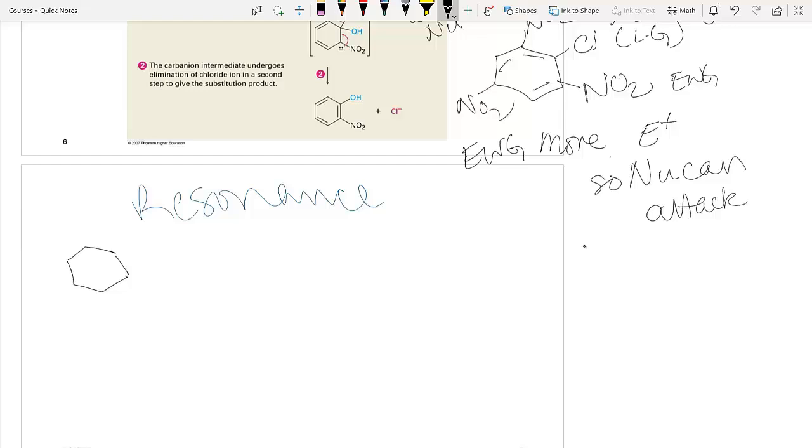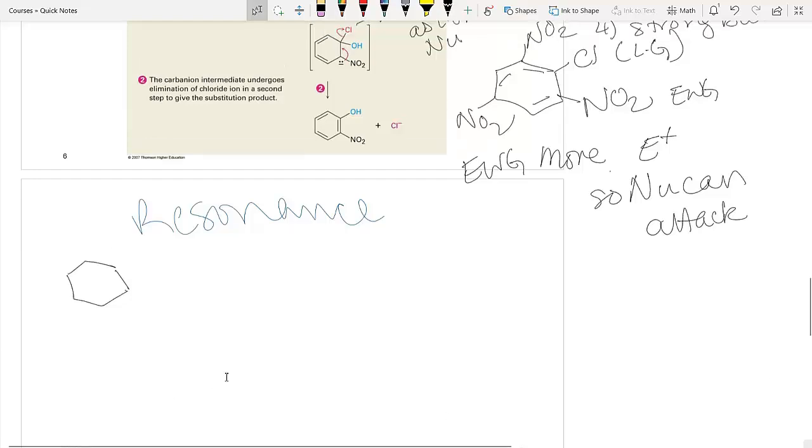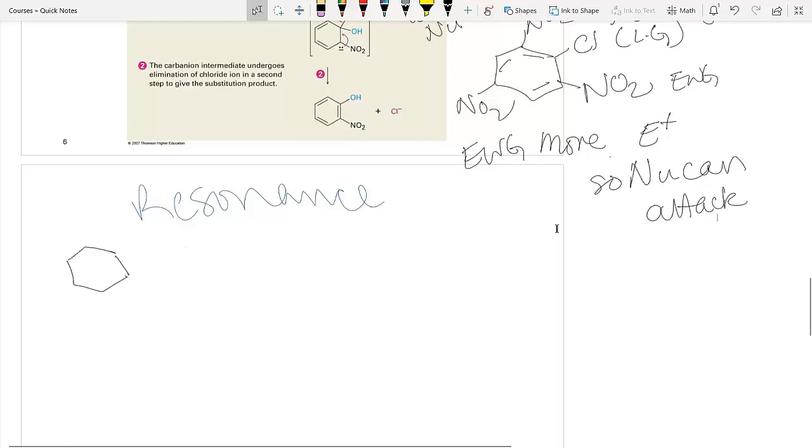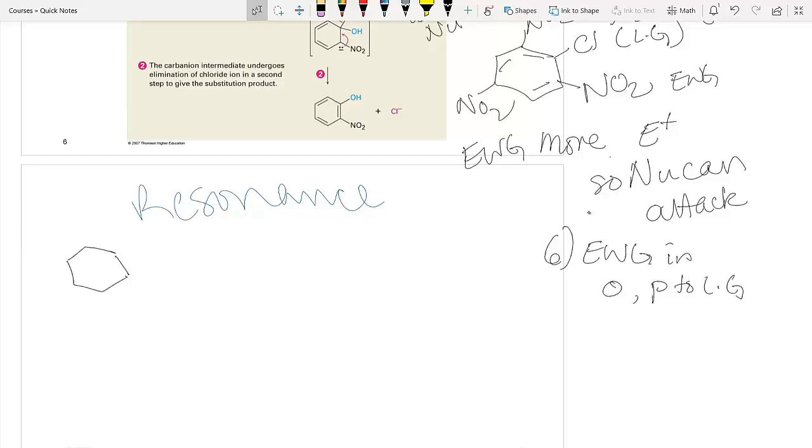Now, the second thing that we want to talk about is where the electron withdrawing groups need to be. So that is our next thing to add to this list. So we have 5 things already. There is a 6th one. The electron withdrawing groups need to be in the ortho or para position to the leaving group. And here's why. In this Meisenheimer complex, compared to what we just had before, we have a negative charge at this location, and we can have resonance stabilization happening in the ortho and para position.